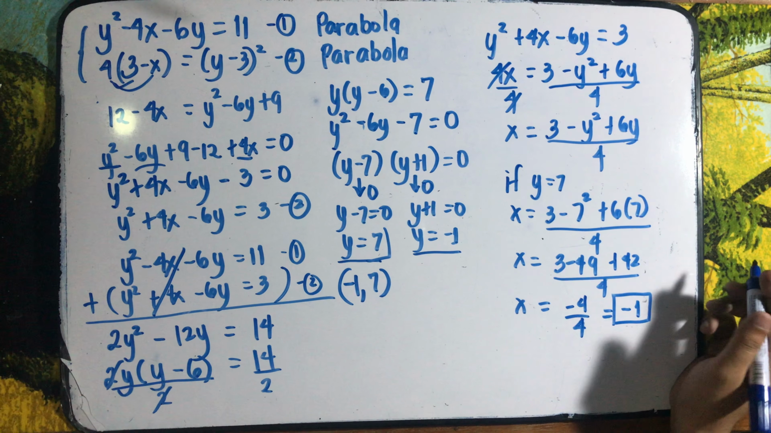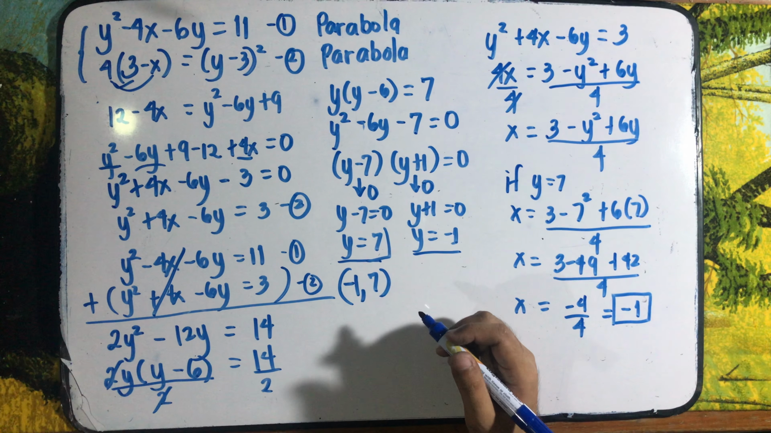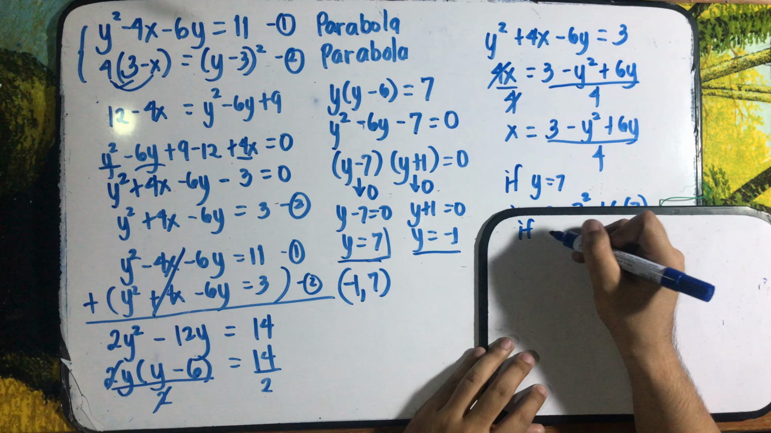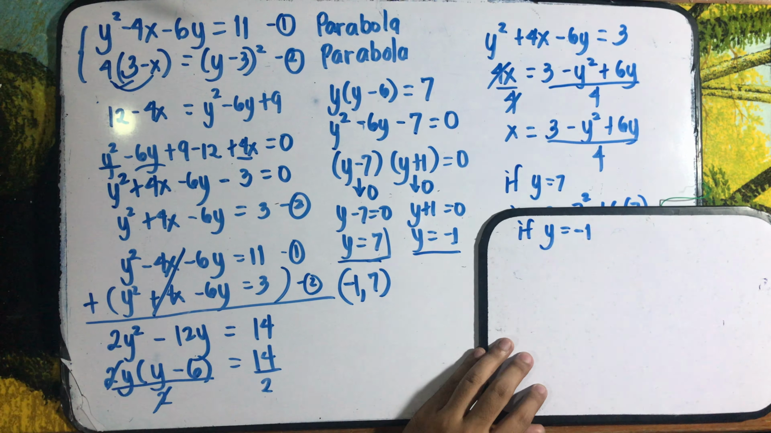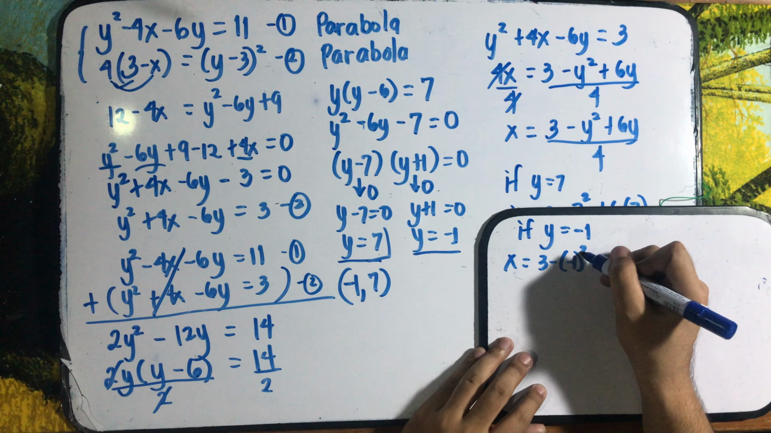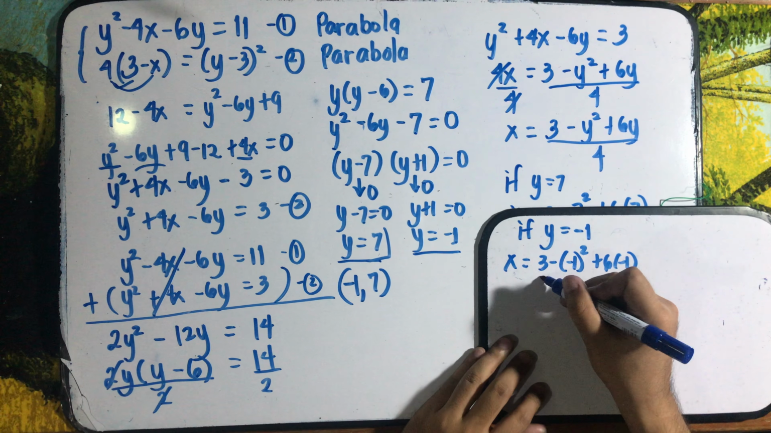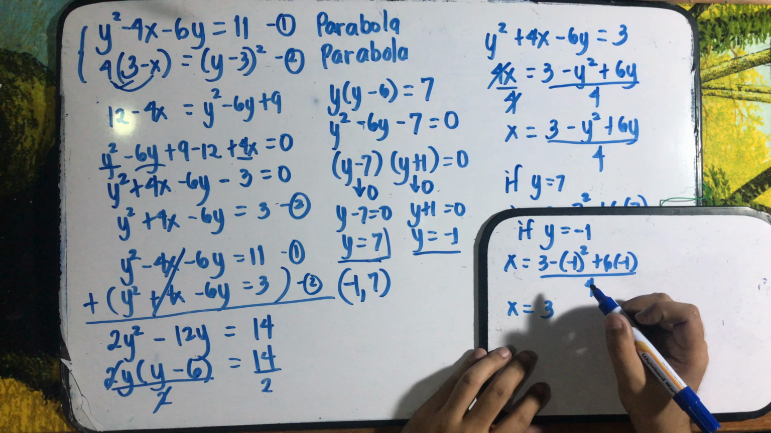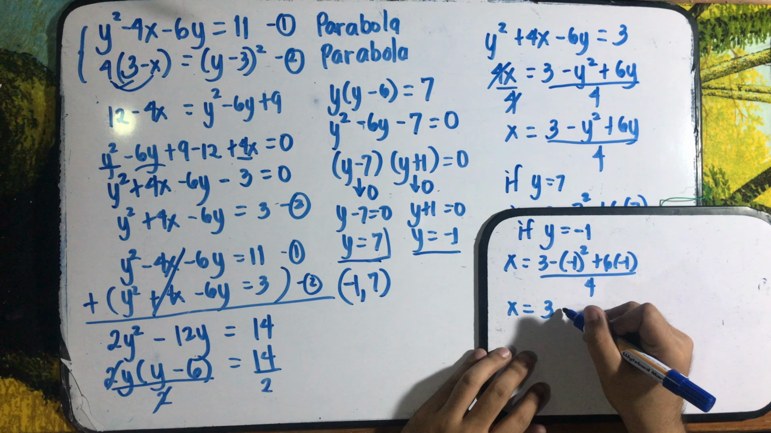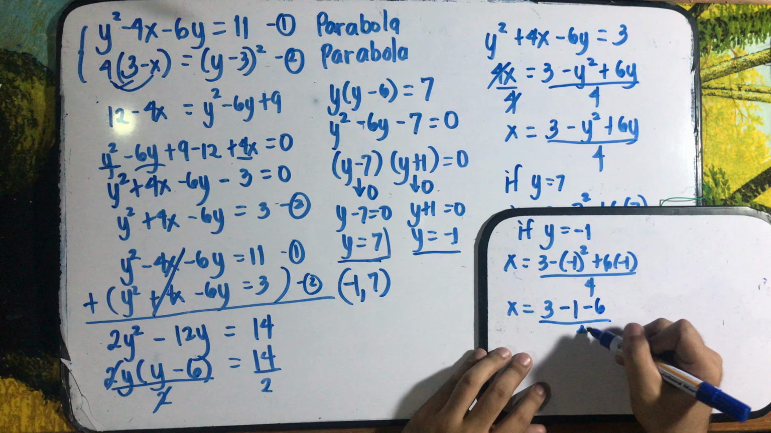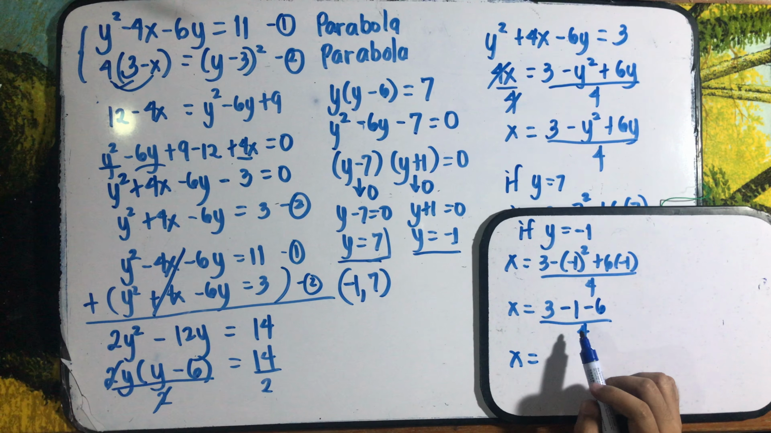What if y is equal to negative 1? So let's now try to solve. If y is equal to negative 1, this becomes x is equal to (3 minus negative 1 squared plus 6 times negative 1) over 4. Therefore, negative 1 squared becomes positive 1, therefore that is minus 1. 6 times negative 1, that is minus 6, over 4. Therefore, x is equal to 3 minus 1.